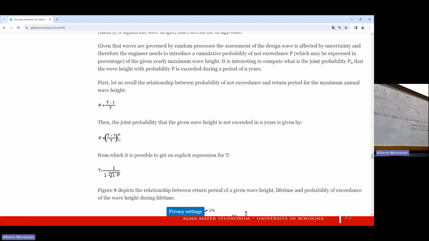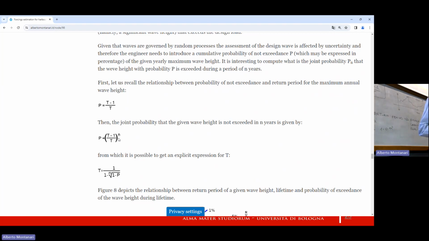The question may be, and in 2 years, what is the probability of getting this wave height in 2 years? In 2 years, I have to raise this probability to the power of 2. So it means that in 2 years, not exceedance is raised to the power of 2, and exceedance is equal to 1 minus 0.99 to the power of 2. So not exceedance goes down a little bit, of course, because I'm looking not at a single year, but 2 years.